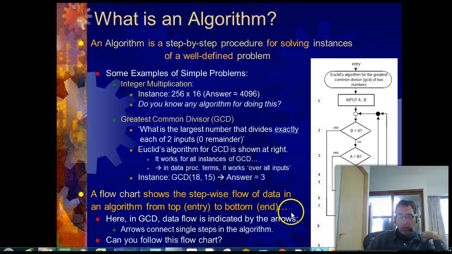Okay, so we're talking about what is an algorithm. We saw this as an example. So an algorithm is a step-by-step procedure for solving instances of a well-defined problem. So a well-defined problem is find the greatest common divisor of two numbers. So that's a well-defined problem. It's clear what we're trying to do.